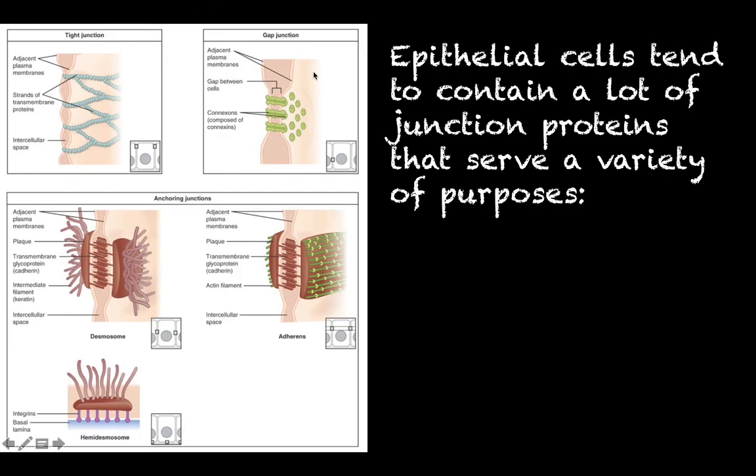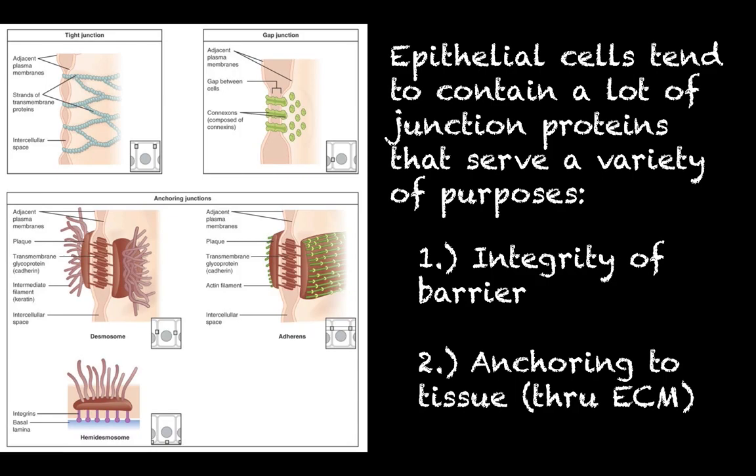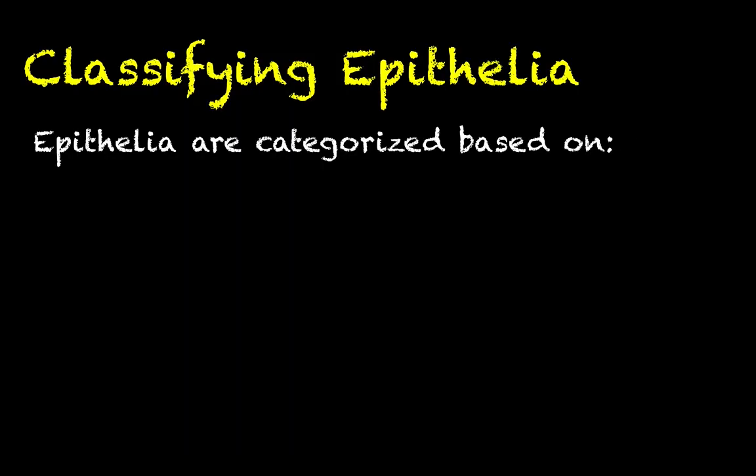Obviously, we have seen gap junctions before. Gap junctions will become much more important when we start talking about the heart and the cardiovascular system in the future. And here's some examples of anchoring and adhesive junctions that are going to help anchor those cells down and anchor cells together. So whatever kind of junction protein that you're talking about, for epithelial cells, the major function of these junction proteins is usually either going to be to ensure the integrity of the barrier or to anchor the cells down to the larger tissue, usually by grabbing onto the underlying basement membrane and extracellular matrix.